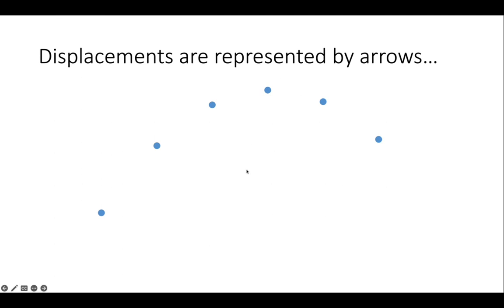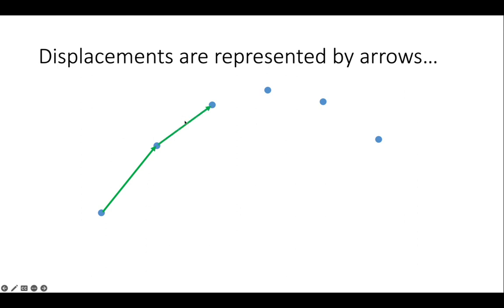So for example, I'm going to draw a green arrow between the first dot and the second dot, and that's going to represent the displacement of the ball over that time interval. So there it is. I've drawn a green arrow between the first dot and the second dot, representing the displacement over that interval of time. I can do the same thing with the second dot and the third dot.